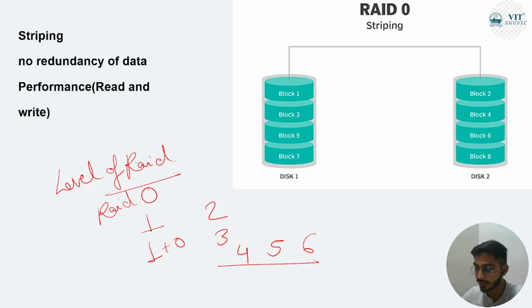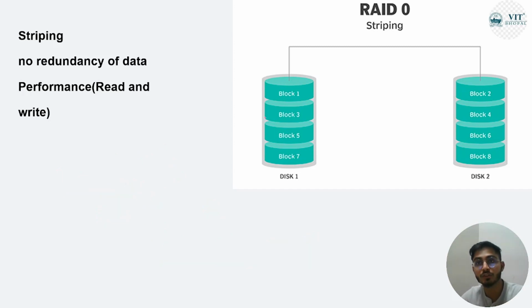So let's start with RAID 0. RAID 0 uses which technique? Striping. What is striping? We are dividing data into two disks.